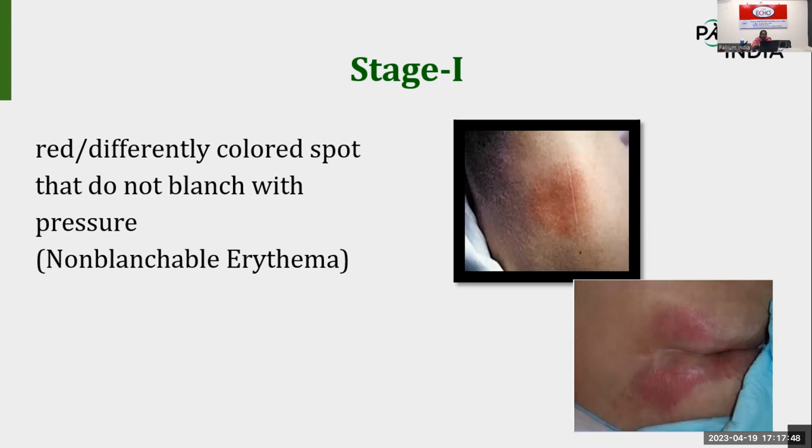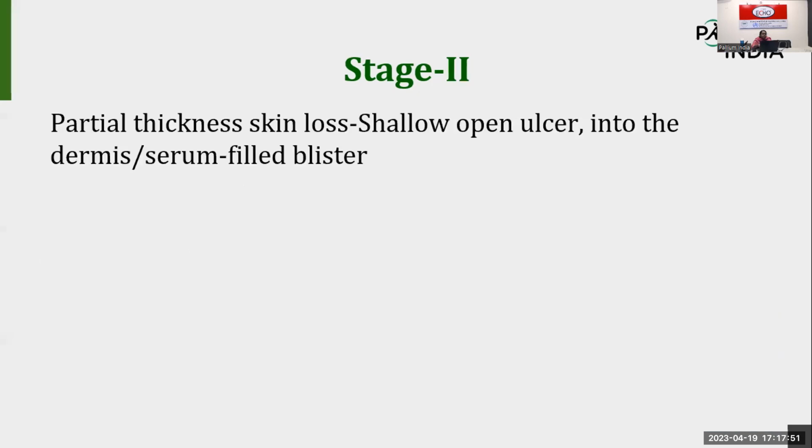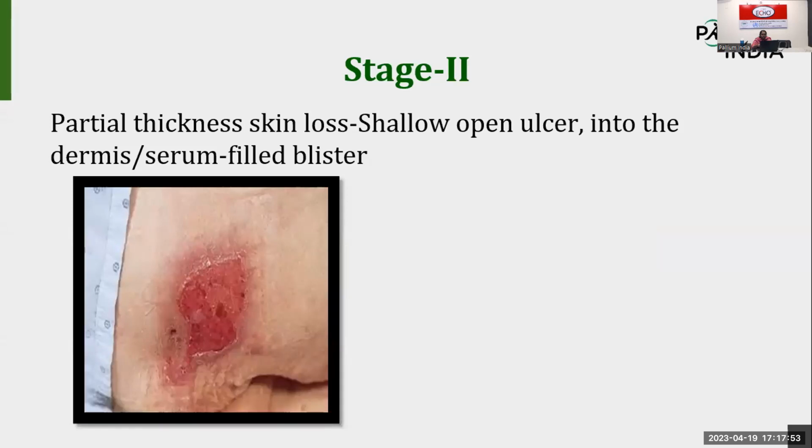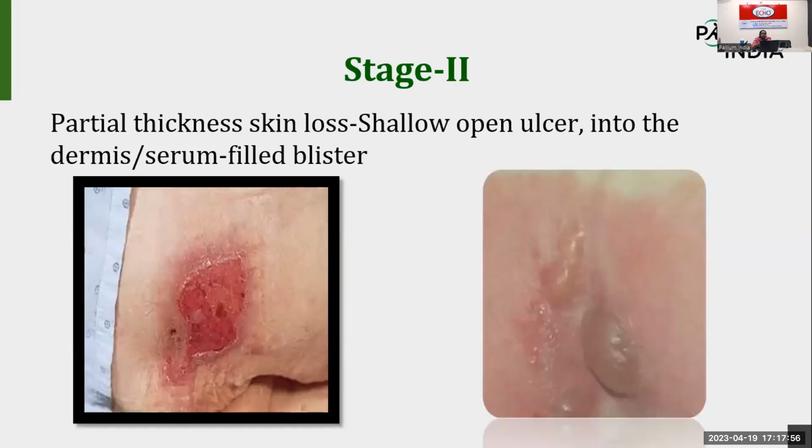So stage 2 is partial thickness or shallow open ulcer, or damage that breaks into the dermis, or a serum filled blister. If blister formation is there, definitely the skin will be damaged. The blister will burst and the skin will open. So the dermis layer will be damaged in the second stage.